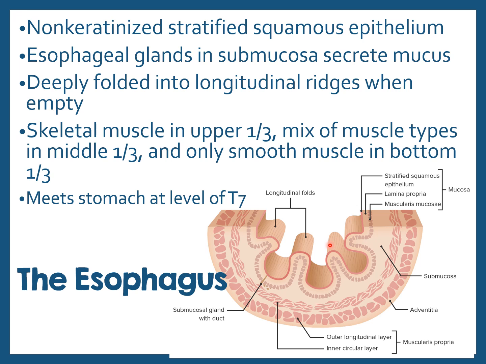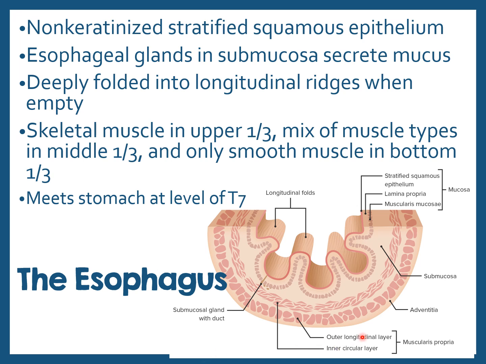It's also very deeply folded into these longitudinal ridges when it's empty, but these folds can expand to compensate larger boluses. The upper third of the esophagus is going to be skeletal muscle. The middle third will be a mix of skeletal muscle and smooth muscle, and then the lower third will only be smooth muscle. And it's going to meet the stomach at approximately T7 in the vertebrae.